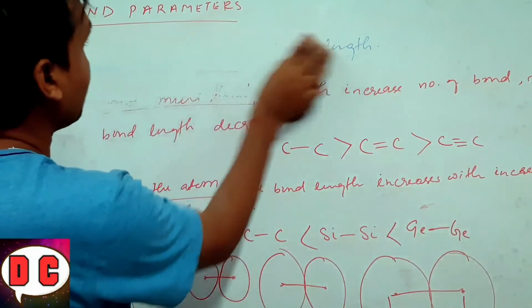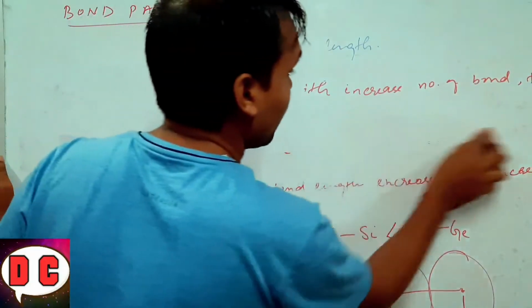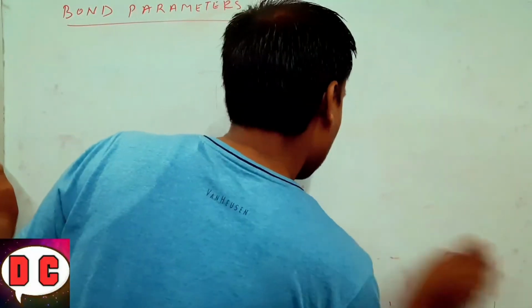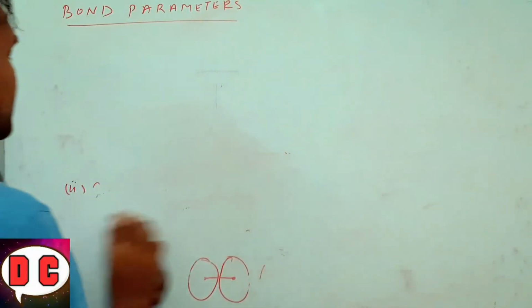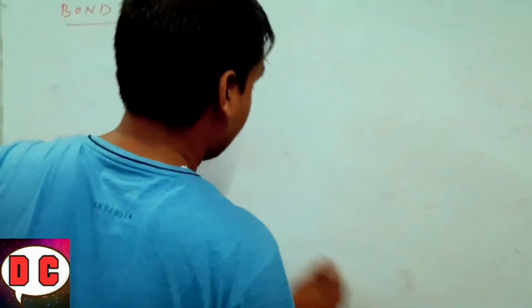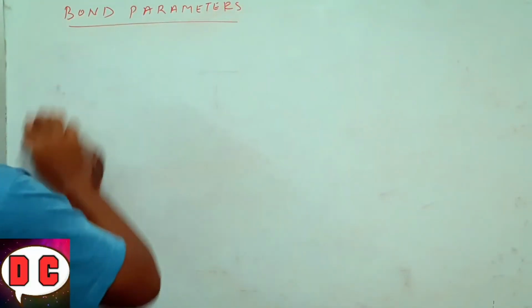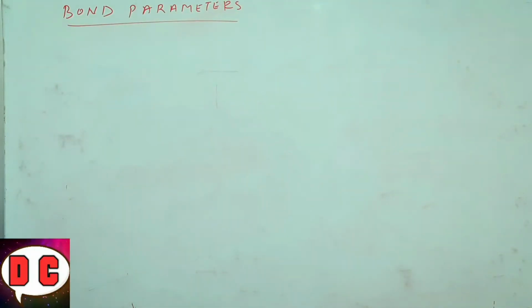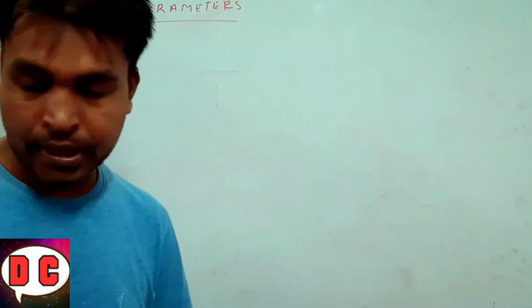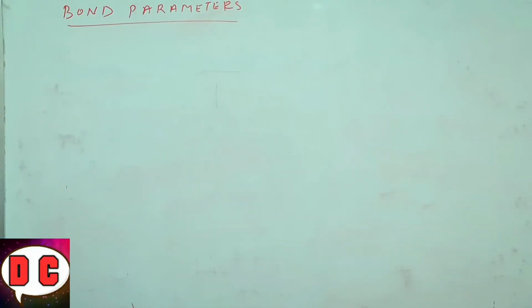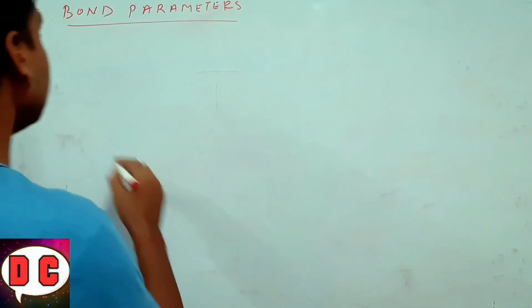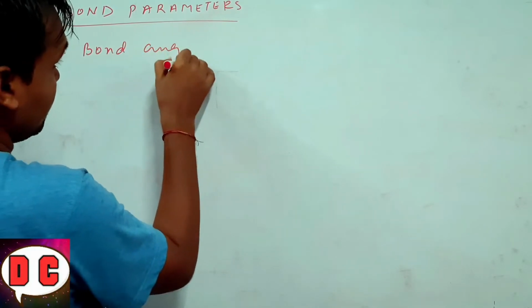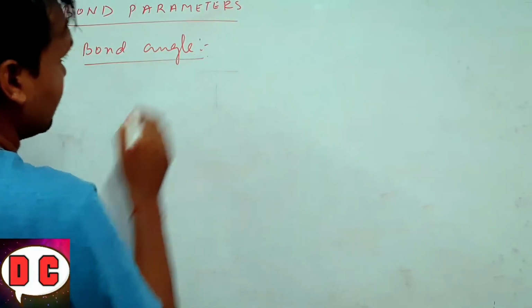The next parameter we are going to discuss is bond angle. Bond angle is also very simple. In the board examinations, you will get 1 mark definitions from here, but in the competitive exams it goes into details. They ask questions from inside, so that's why it is very necessary to understand. So, bond angle is what?